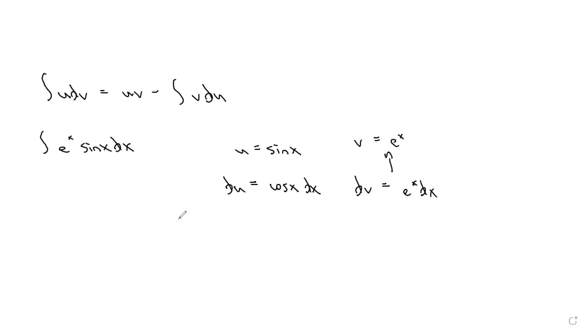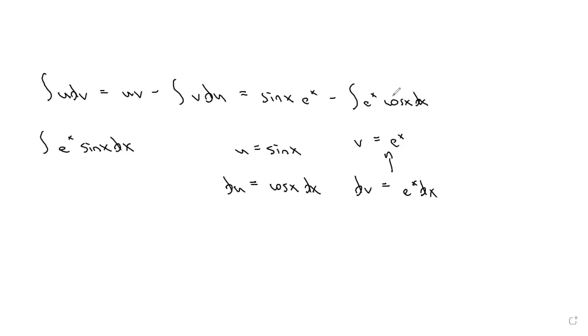Okay, so let's plug everything in. Let's just do this at the top because we already have the formula. So u is sine x, v is e to the x, minus the integral of v, which is e to the x, and du is cos x dx. Actually, yeah, you're absolutely right about that. You need the dx because you need that in your integral. Good point.